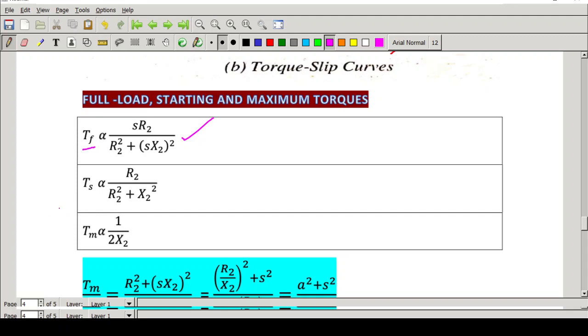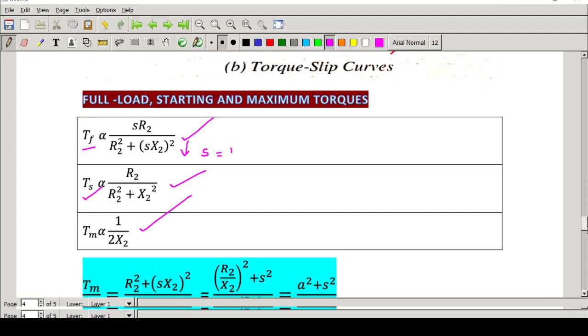Now what about the starting torque? We can derive the expression for the starting torque from this, just by putting S equal to 1. Slip is equal to 1 because at starting time the rotor is not running, NR is 0, and S is 1. So we will get this expression. The maximum torque condition we know, 1 by 2 X2.